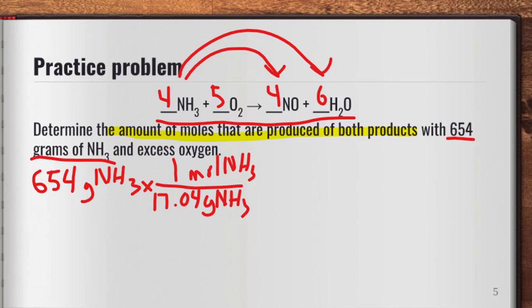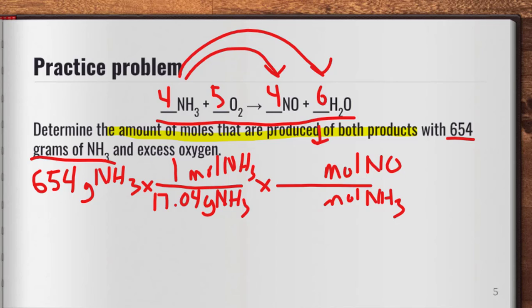Okay? Now we're not done yet. Remember, we want moles of our products, so I need another step. Whatever unit's on top of the previous step goes in the bottom of the next. And what I want is moles of one of my products. Let's go with NO to start off with. So we'll have mole of NO. Remember that these numbers here are given by the balanced chemical equation. So NH3 is a 4 and NO is a 4.